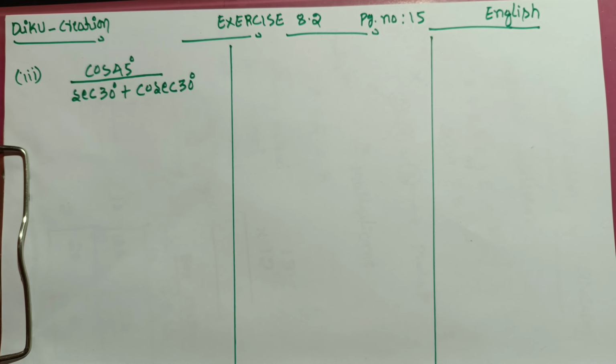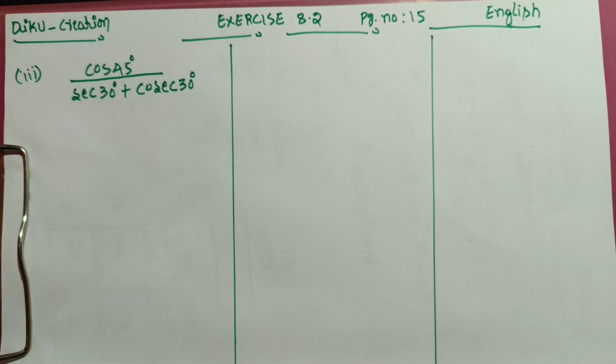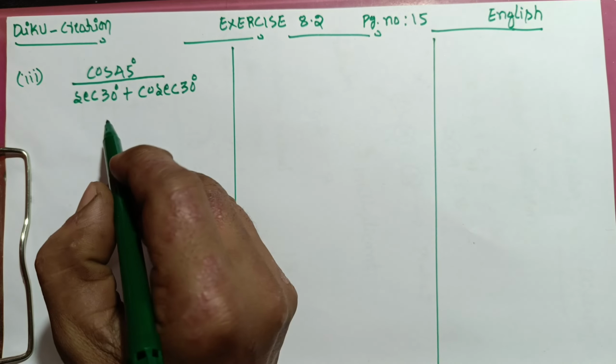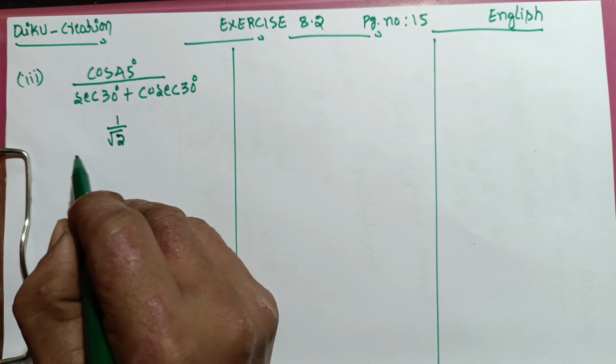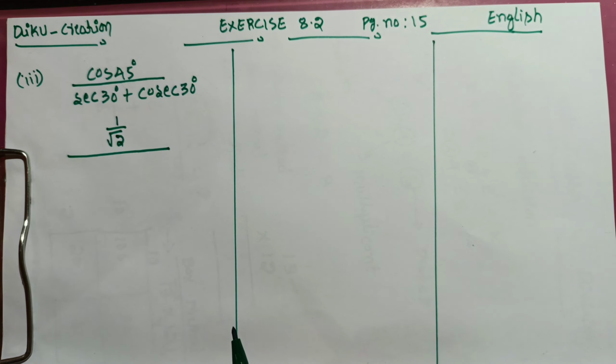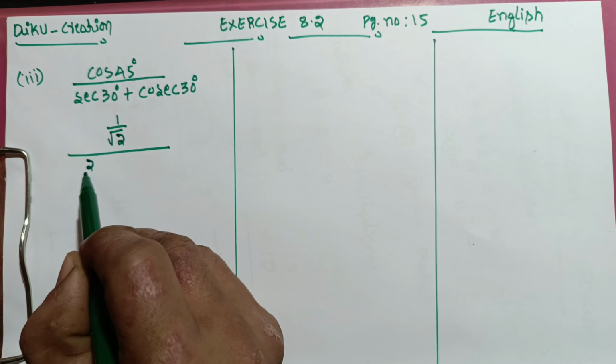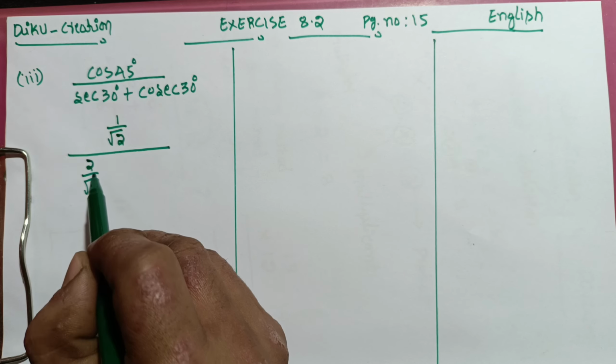Okay, now the third question of same exercise. Cos 45 degree divided by secant 30 degree plus cosecant 30 degree. To solve this particular problem, in the first step, we need to substitute all the values. So cos 45 degree value is going to be 1 by root 2, divided by secant 30 degree from the table, 2 divided by root 3.